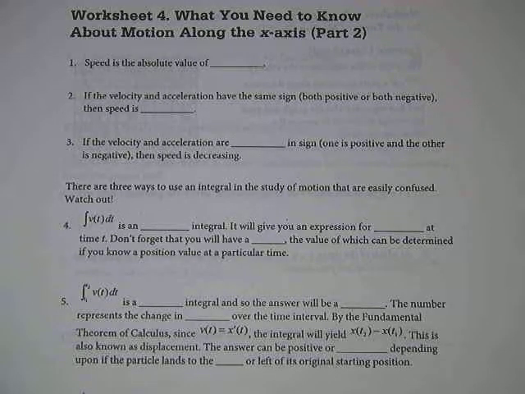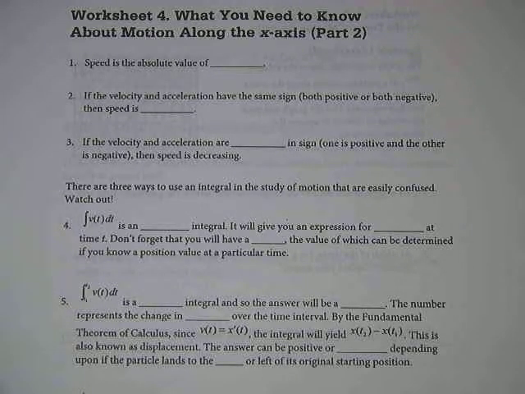So that's the synopsis there. Number 5, we have a definite integral because we have 2 limits, an upper and lower limit. So the answer will be a number. We're going to get a numerical answer for that. The number represents the change in position over time, which we also call what D word? The displacement. By the fundamental theorem of calculus, we know that since v of t is equal to x prime, the integral will give us x at t2 minus x at t1. This is also known as displacement.